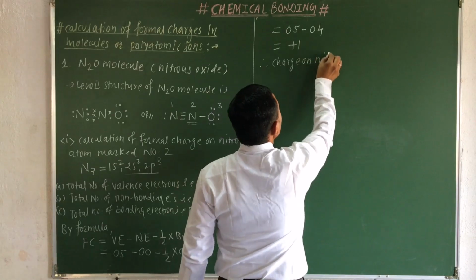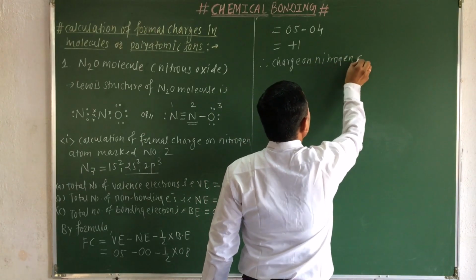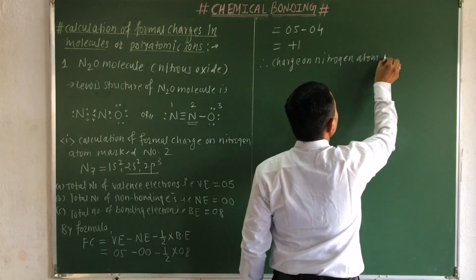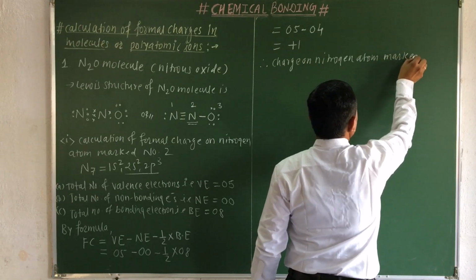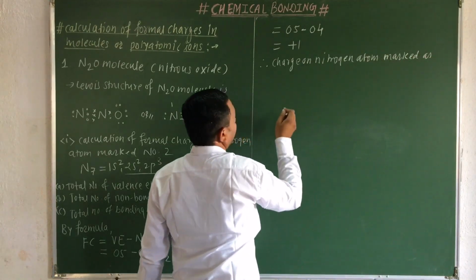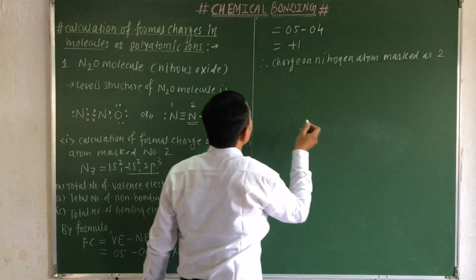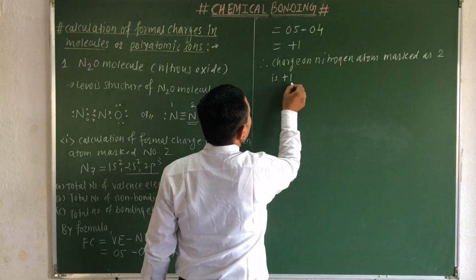on the nitrogen atom marked as 2 is a plus 1 charge.